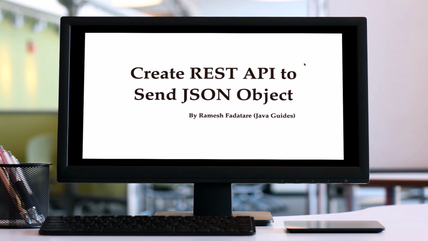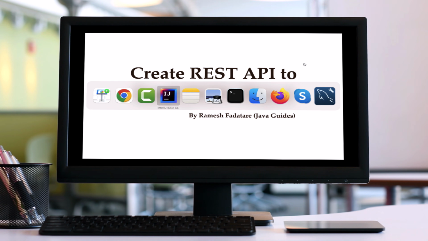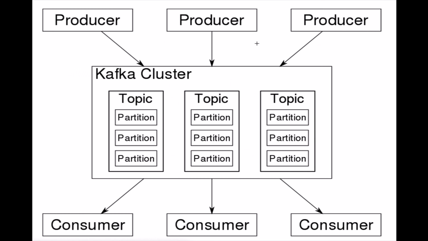Hi, welcome back. In this lecture we'll create a REST API to send a JSON object from the client. Well, if you can see this Kafka architecture over here, in the previous lecture we have created a Kafka producer for JSON serializer, right? In this lecture we will create a simple REST API that will send a JSON object in a request, and then the Kafka producer will basically send that JSON object to the Kafka topic.